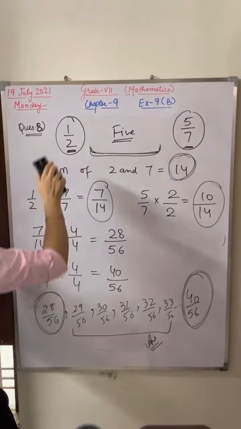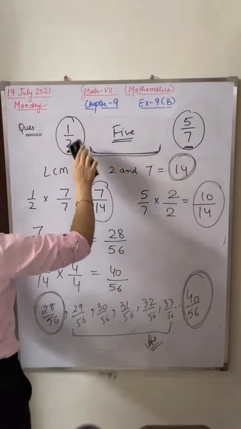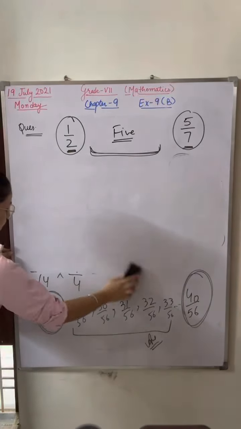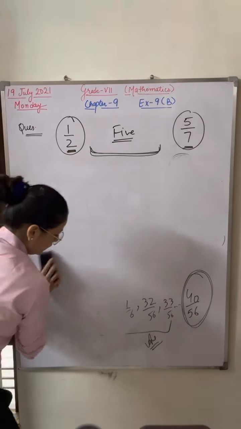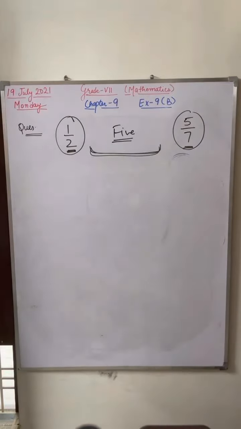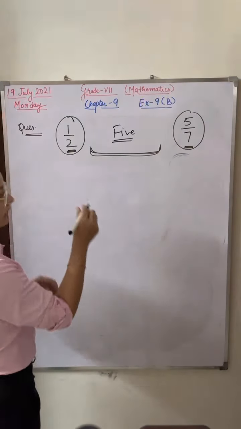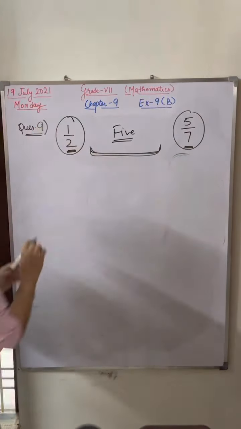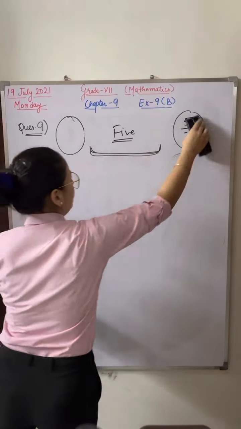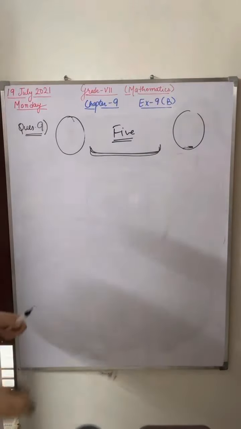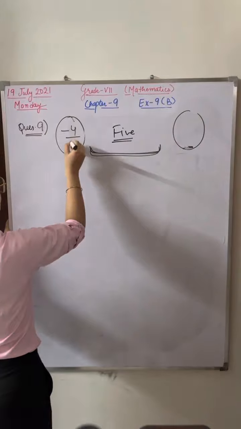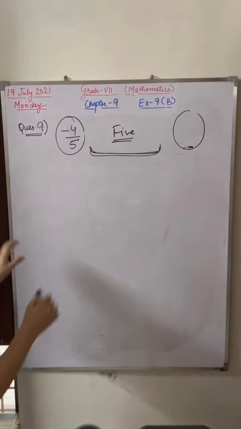I'm giving you one question for the homework, question 9. I'm just writing the question here, and that will be your homework. When you solve the 9th question, you will be able to understand how we can find them out. Fine, Ananya. Question 9 is: find the rational numbers in between minus 4 by 5 and minus 2 by 3.